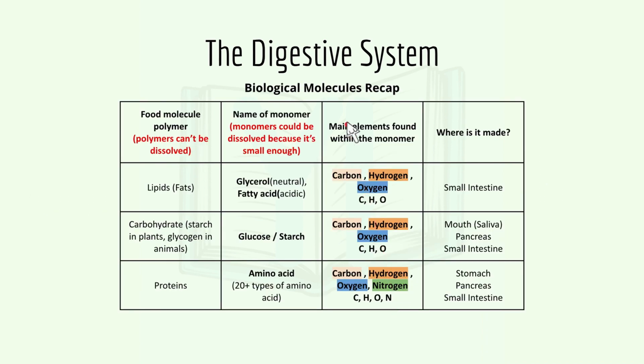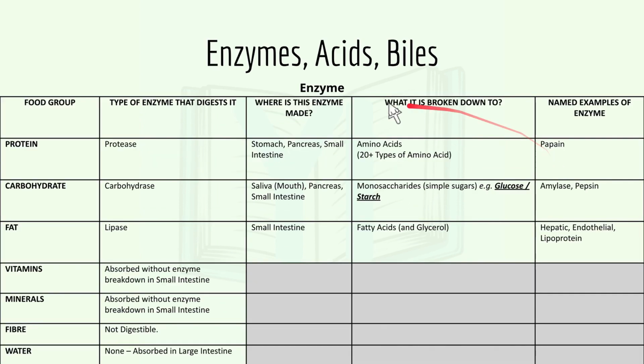Then we have a biological molecules recap from the first few slides, as we talked about just now. And it's meant to be a typo. It's meant to be where the enzymes to break down the polymers are made, which we'll focus on in the next slide. So from here we have the enzymes.